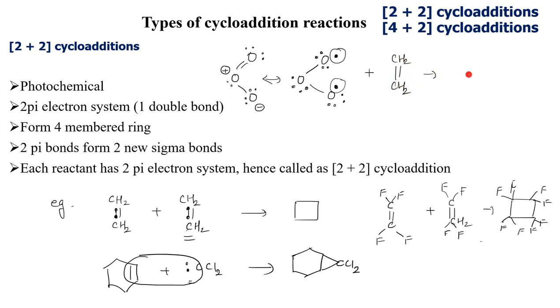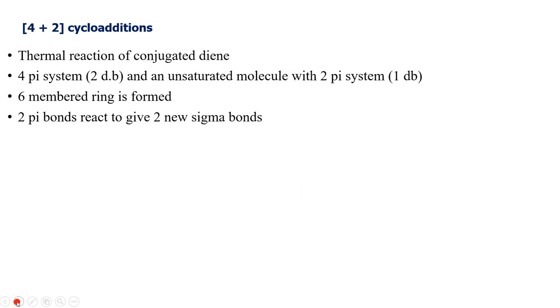Here you may say that there is no four-membered ring formed, but since the reaction is taking place between 2 pi electrons, this will come under 2 plus 2 cycloaddition. Basically the simplest version is this: a cyclobutane ring is generally formed, depending upon the reactants.